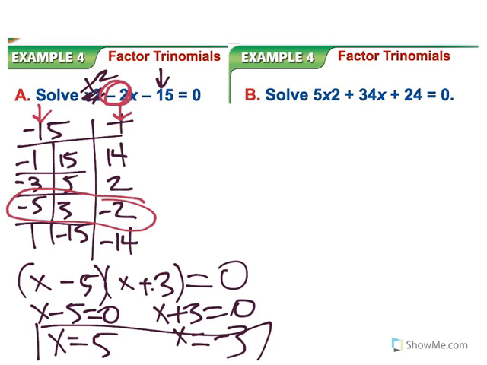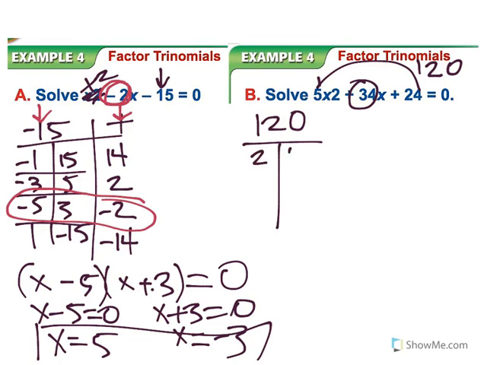On the next one, this time we actually have a 5 in front of my x squared term, so we have to take 5 and 24 and multiply those together, and we get 120. So we need the terms that are going to multiply to get 120 and give us a 34 when we get the sum. So let's think of the factors of 120.